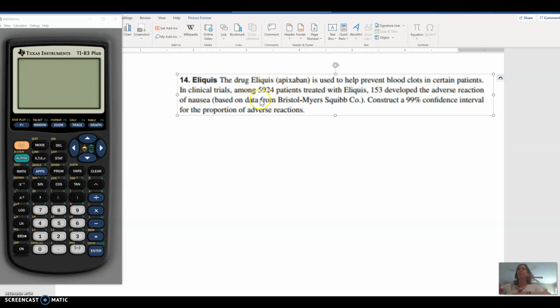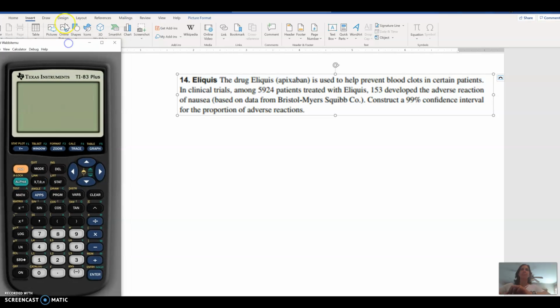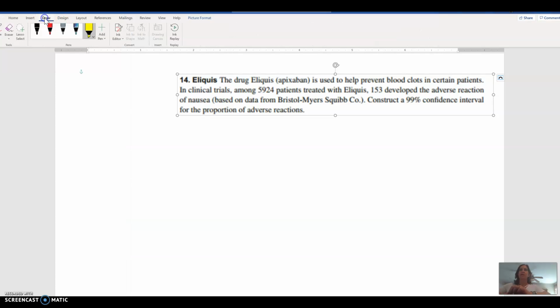They did a sample of 5,925 people. Get to my drawing tools here. And they said that, so here's our 5,925 people, and 153 of these people developed an adverse, which is a bad negative reaction of having nausea, feeling sick to their stomach from taking that drug. So we have one sample proportion.